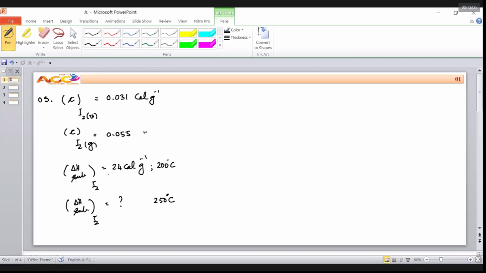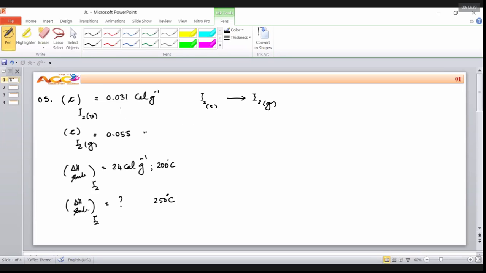Once again, read the question. Sir, nothing has been given to us. He has given one reaction. What is that reaction? Sublimation of iodine. So first of all, let us write that reaction. Iodine solid converts to iodine gas. Direct conversion of solid to gas is called sublimation, right?